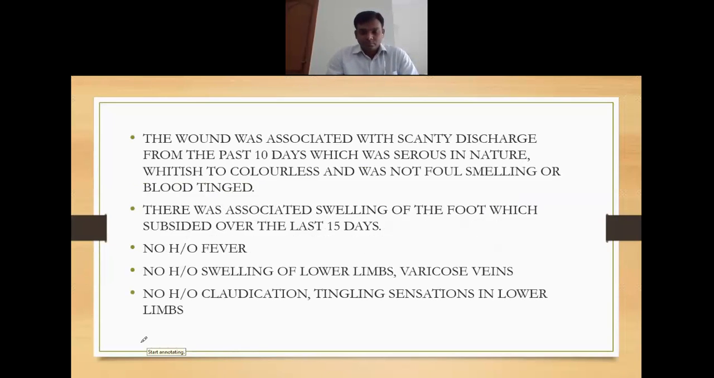The wound was associated with scanty discharge from the past 10 days, which was serous in nature, whitish to colorless, and was not foul smelling or blood tinged. There was associated swelling of the foot, which subsided over the last 15 days. No history of fever, no history of swelling of lower limbs, varicose veins, no history of claudication, tingling sensations in the lower limbs. Okay.